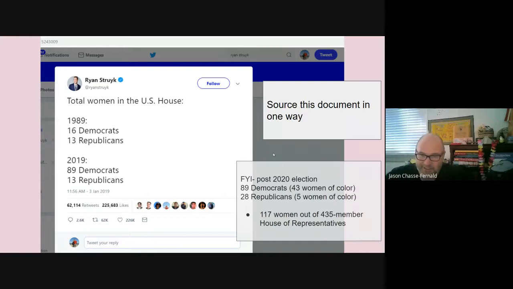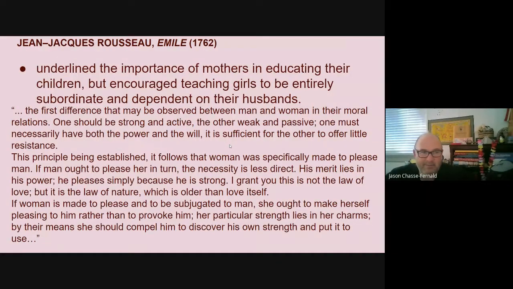Then I went through and showed the post-2020 elections, so the current House of Representatives now that we're in 2021. The 89 to 89 is the same, and 13 goes up to 28. And then I did a demographic breakdown as well. We talked about why this particular individual did not make this same tweet in January of 2021. Maybe it was just other things going on.